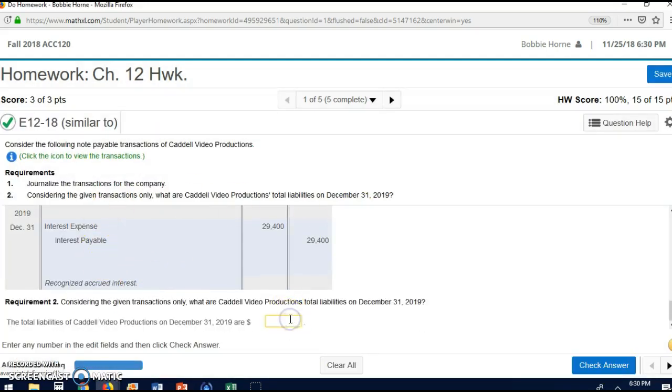The total liabilities that we have as of December 31st, 2019, well, we have $420,000 left that we owe on the note, plus the $29,400 of the interest payable. So 420 plus 29,400 would be $449,400.